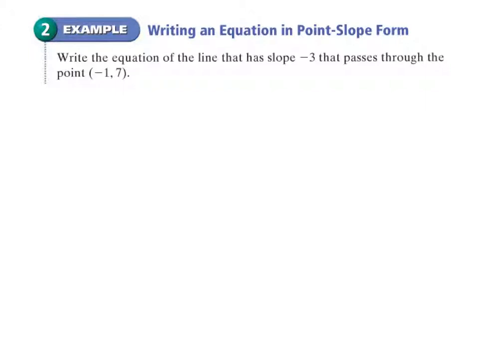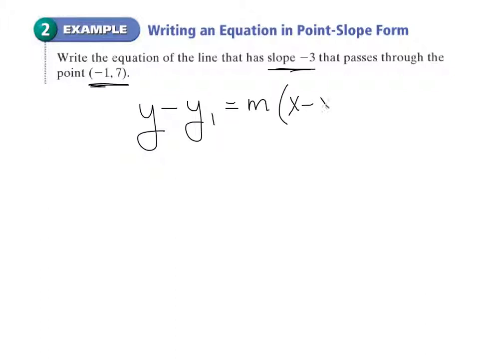So we're going to start off by writing an equation in point slope form. Now in this problem, I'm given a point and a slope. So my equation is y minus y1 equals m times x minus x sub 1. So the first thing we do is just substitute in. My 7 is going to go right here.